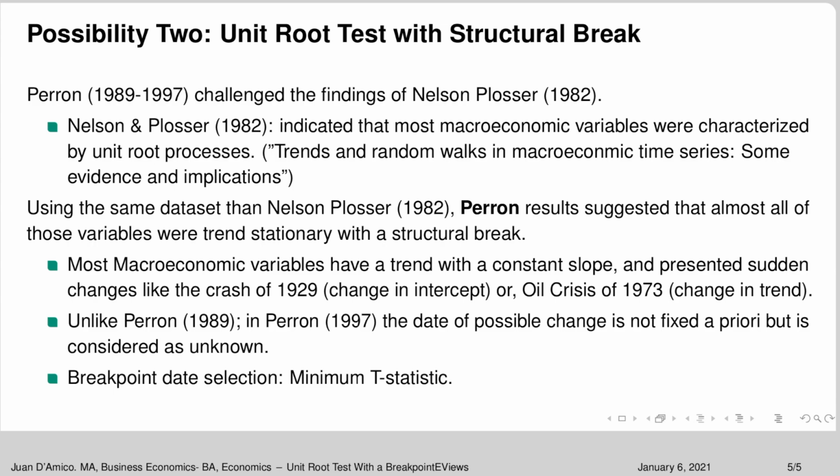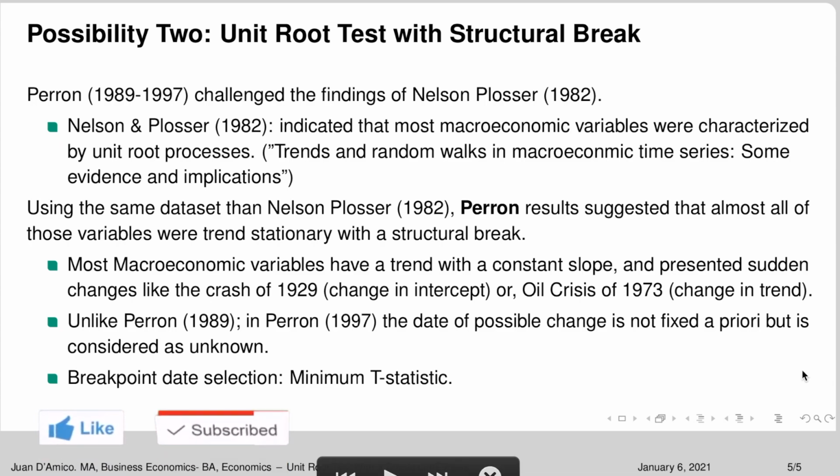According to Perron, most macroeconomic variables have a trend with a constant slope, but they present a sudden change, for example in 1929, which is a change in the intercept, or the oil crisis of 1973, which would be a change in the trend. The reason I put 1989 and 1997 is because in his first paper Perron selected 1929 as a specific date, but in Perron 1997, his latest paper, the date of the possible change is not fixed like in 1989, but is considered unknown. And the criterion to select the breakpoint date is going to be the minimum t statistic.